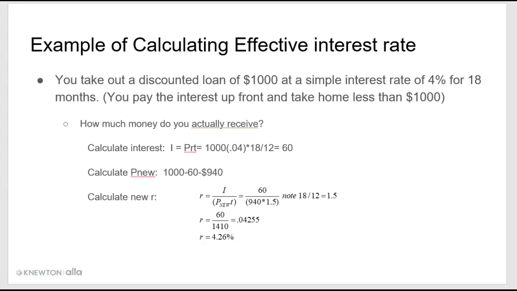So you take out what they call a discounted loan of $1,000 at a simple interest rate of 4% for 18 months. So here's another twist. This is in months, not years. So you're going to pay the interest up front and take home less than the $1,000.